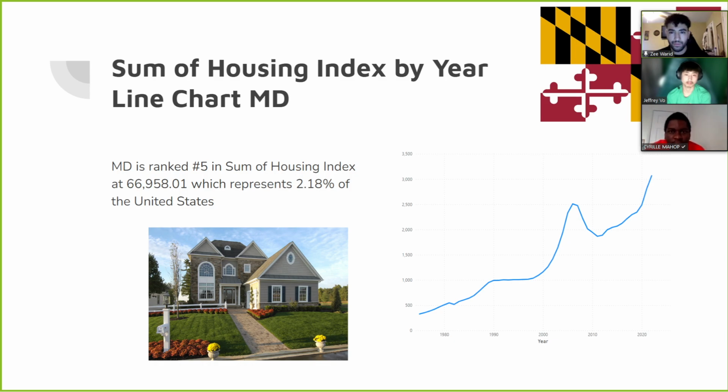Sum of housing index by year, line chart, Maryland. Maryland is ranked 5th in sum of housing index at 66,151.01, which represents 2.18% of the United States. As you can see, a beautiful family home in Maryland. As you can see in the graph, it starts lower in the 1970s and increases up to 2022, which is the current year.